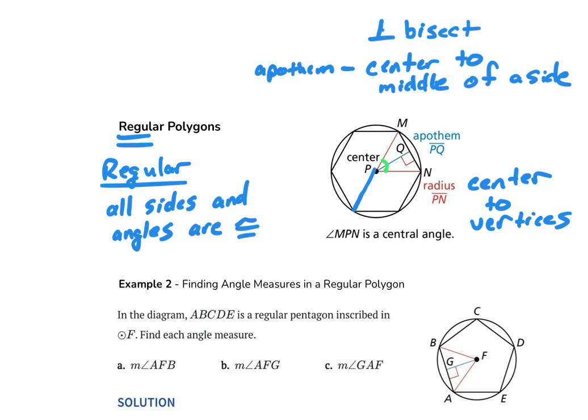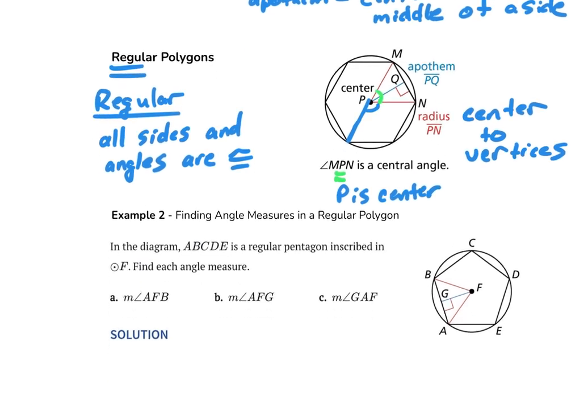The most important thing is that P must be in the middle, because P is the center of the circle. It's also the center of the polygon. So it's got to be the center of my angle. And I can't just call it angle P, because there are all kinds of angle P's in that picture I could draw in. I could call this one a central angle as well. I don't have a letter down here, so to name it I'd have to put another letter in there.